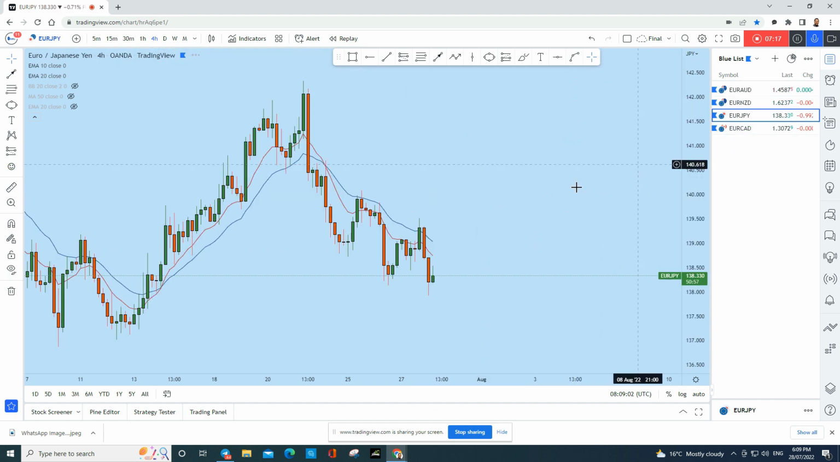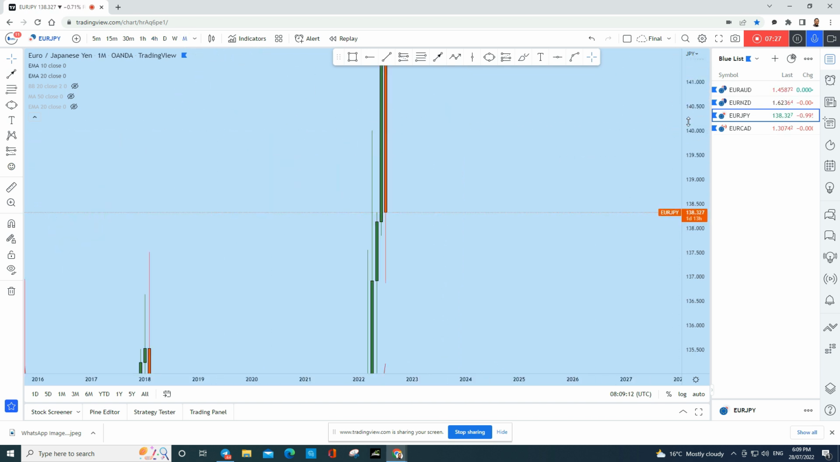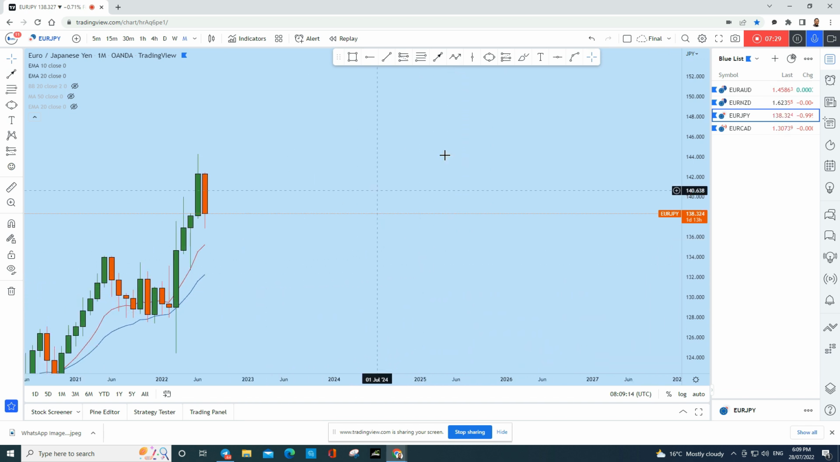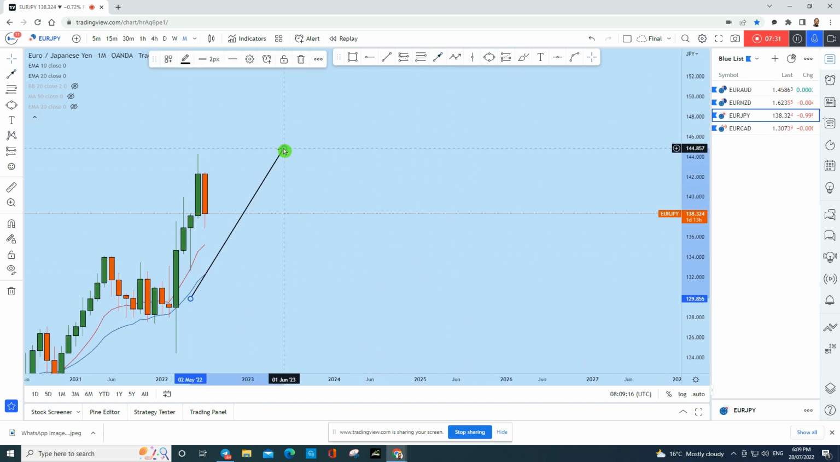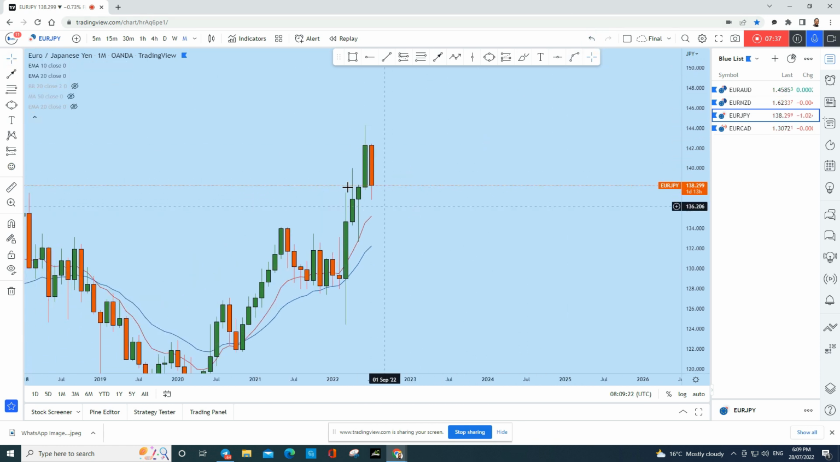Now euro JPY. Euro JPY is a little bit different, but it still looks like this one is also strongly bearish. The reason it's a bit different is, if you look at the bigger picture, euro JPY long term is bullish, while euro NZD and euro AUD are bearish. Euro JPY is bullish, but what we see is this current monthly candle has a strong drop. Now there is a probability for a further drop.